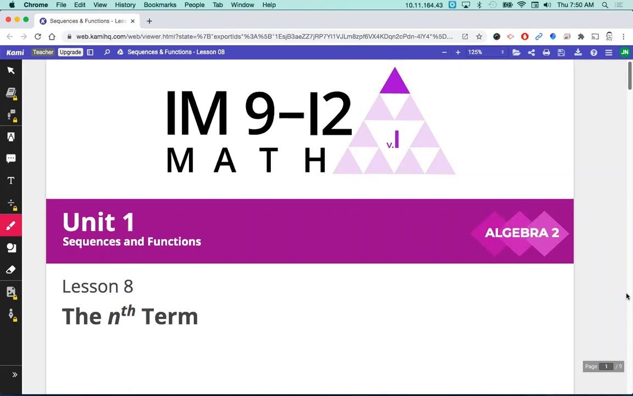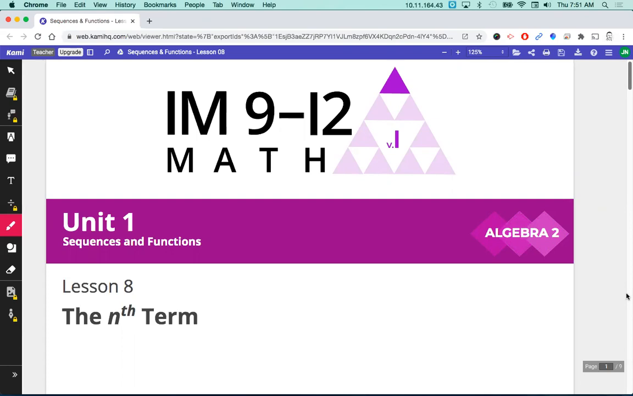All right, so this is lesson 8. You can see it's talking about the nth term. What we've been working with is recursive definitions, and the recursive definitions are the ones where you need to know what the previous term equals before you can find the next term. What the nth term definitions allow us to do is plug in. If we want to know what the 10th term is, you can plug in the value of 10 for n, and it'll give you that 10th term. You don't need to know what terms 1 through 9 are. The equation will find that for you.